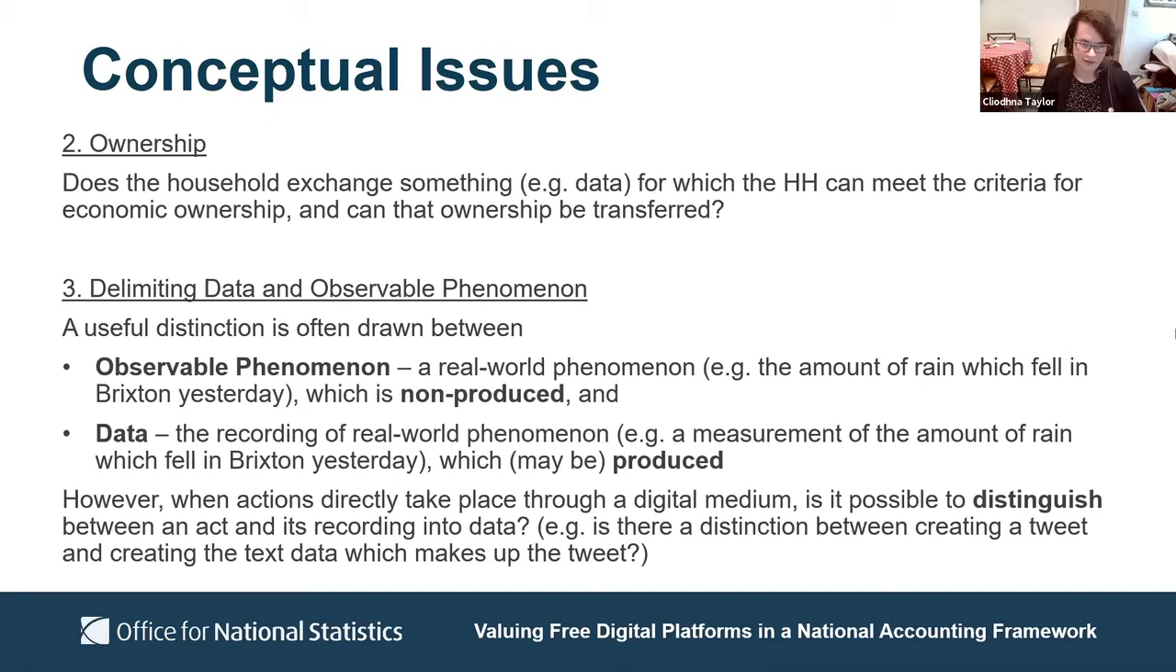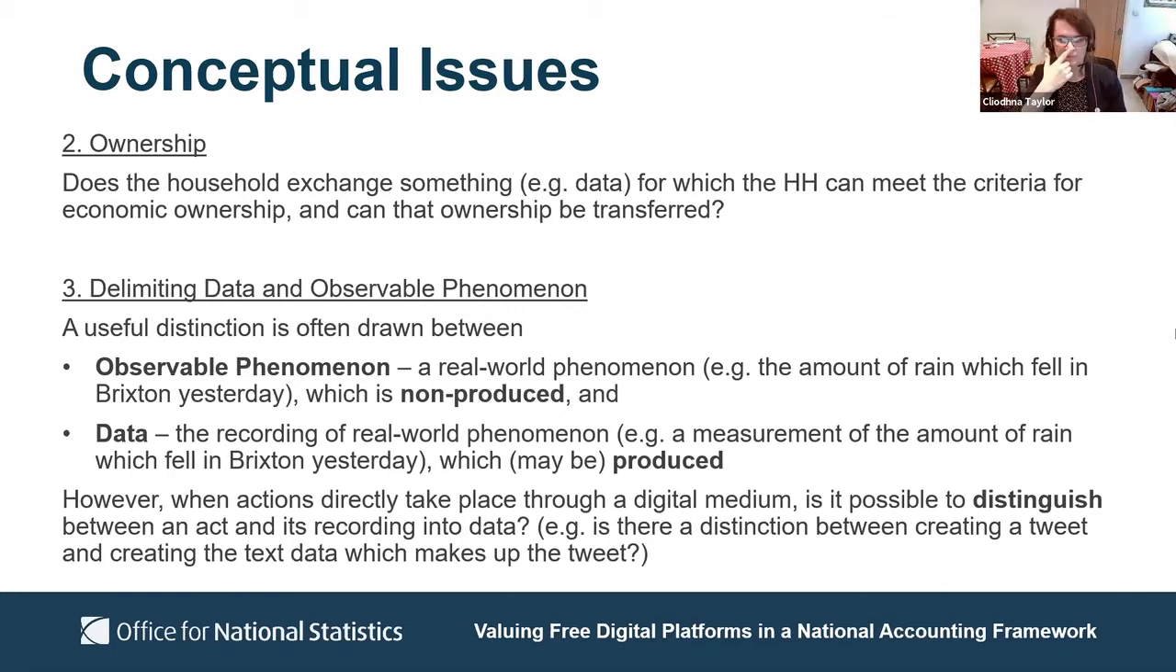And then finally, a useful distinction that has been drawn, but again comes with its own questions, that's worth bearing in mind is a distinction that's sometimes drawn between observable phenomenon and data. Don't worry, we'll get into this a bit more later in the specific use that it can have. Observable phenomena are the actual real world phenomena that could be observed, so the amount of rain that fell in Brixton yesterday. And it's non-produced, which means that it doesn't generate any value added. But then there's data, which is a recording of those real world phenomena. So carrying on the example, it's the measurement of the amount of rain which fell in Brixton yesterday. And that collection of that data and that process of recording can be deemed to be a production process, and therefore could be deemed to add value.